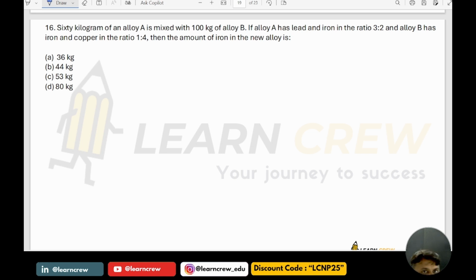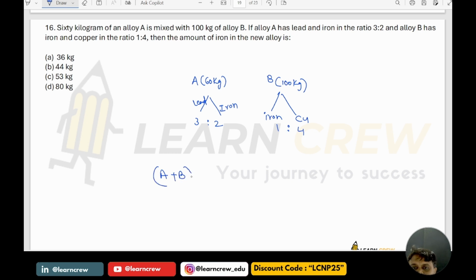60 kilograms of an alloy A is mixed with 100 kilograms of alloy B. If alloy A has lead and iron in the ratio 3:2, and alloy B has iron and copper in the ratio 1:4, then find the amount of iron in the new alloy when these two are mixed.